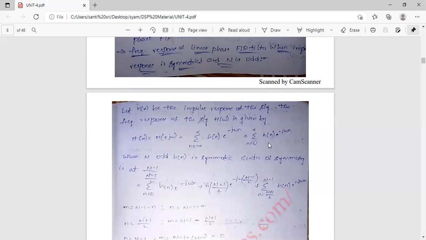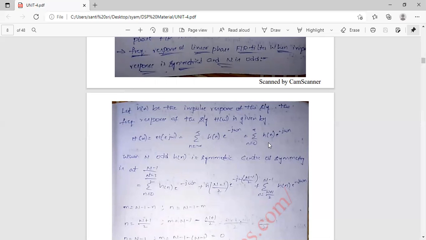So here we'll write this expression as sigma n equal to 0 to N minus 3 by 2 of h of n into e power minus j omega n, plus h of N minus 1 by 2 into e power minus j omega into N minus 1 by 2, plus sigma n equal to N plus 1 by 2 to N minus 1 of h of n e power minus j omega n. Right, symmetry at N minus 1 by 2.